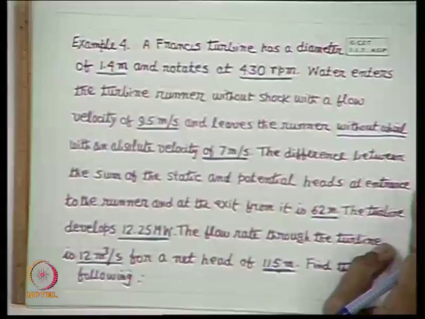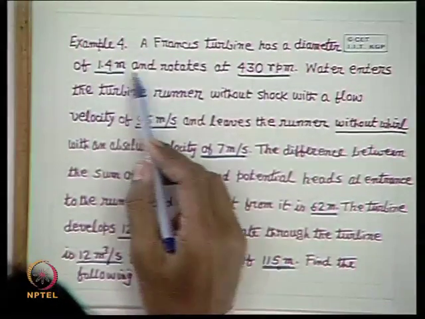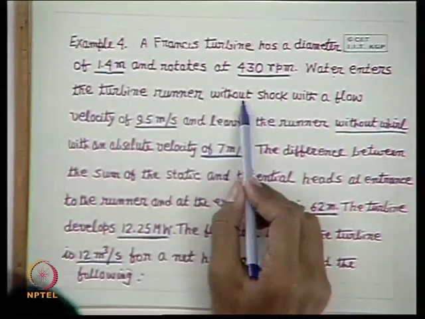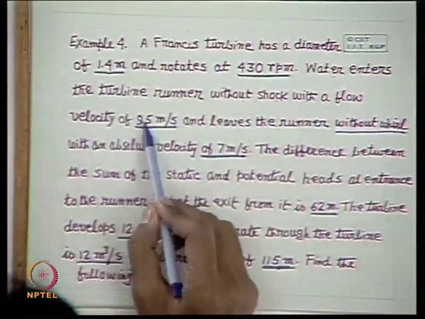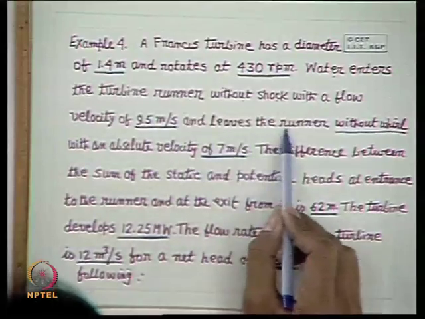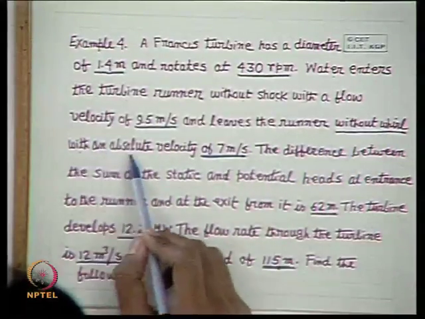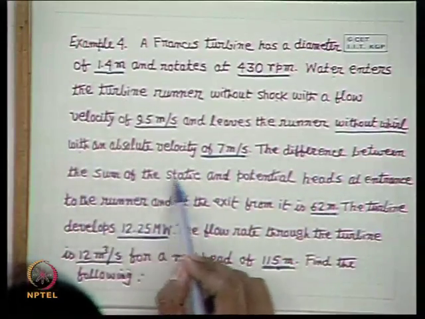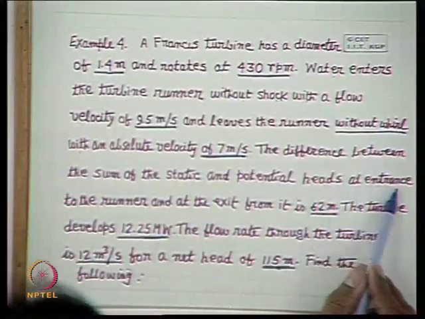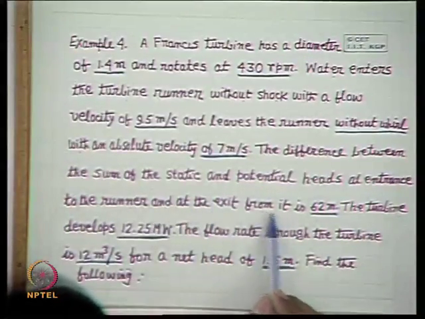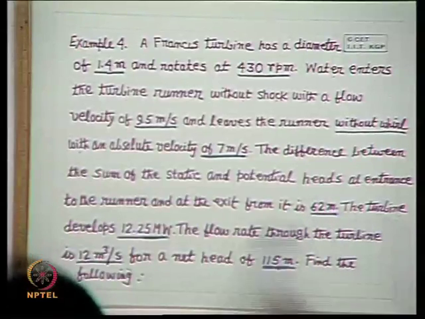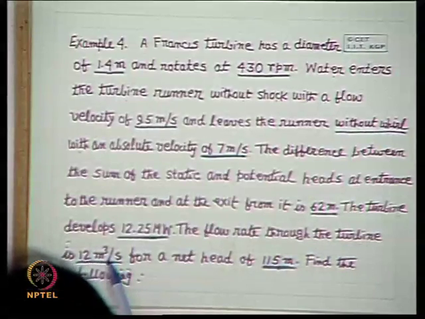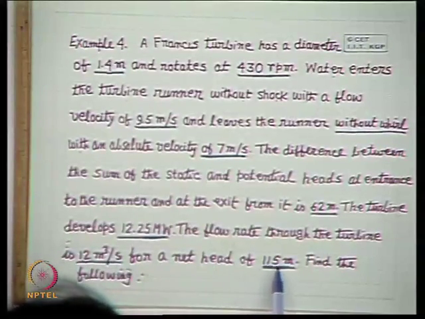Now, again, I repeat: a Francis turbine has a diameter of 1.4 meter and rotates at 430 rpm. Water enters the turbine runner without shock with a flow velocity of 9.5 meter per second, and leaves the runner without whirl with an absolute velocity of 7 meter per second. The difference between the sum of the static and potential heads at entrance to the runner and at the exit from it is 62 meter. The turbine develops 12.25 megawatt. The flow rate through the turbine is 12 meter cube per second for a net head of 115 meter.